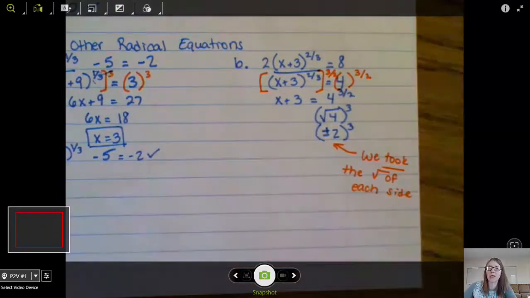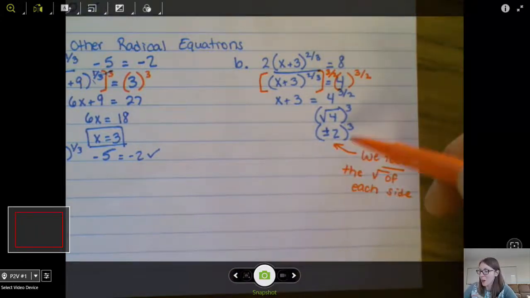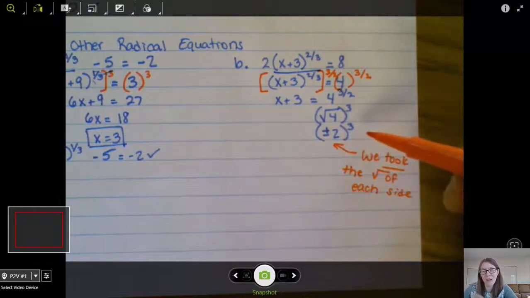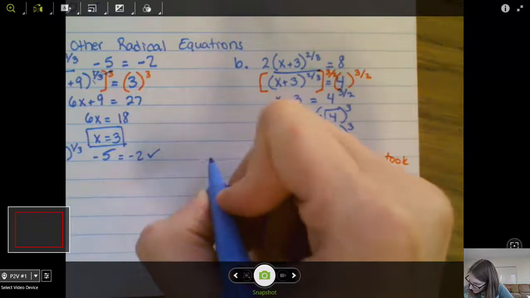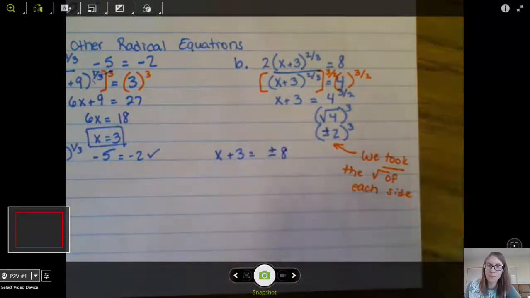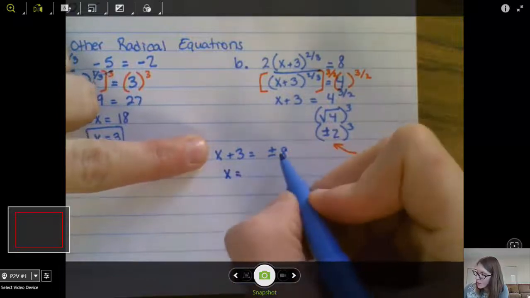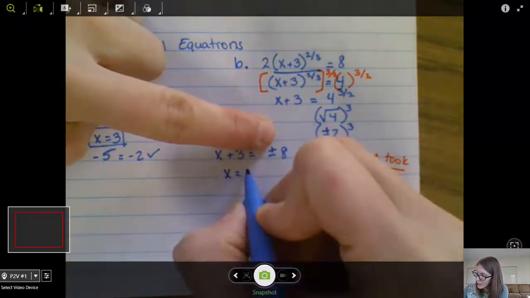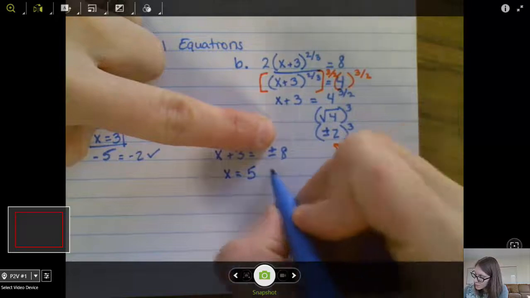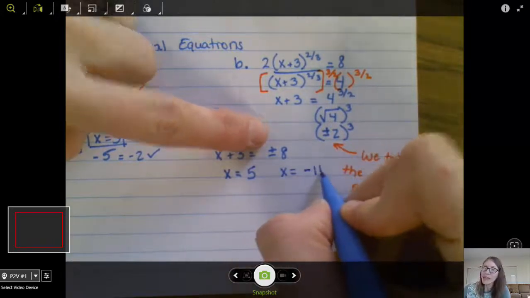So we took the square root of each side, so it's plus or minus. Plus or minus 2 to the 3rd power. Well, 2 to the 3rd power is 8. Negative 2 to the 3rd power is -8. So what I really have is x + 3 = plus or minus 8. And I have two solutions coming from this. So if I subtract 3 from each side now, positive 8 minus 3 is 5. Negative 8 minus 3 is negative 11.